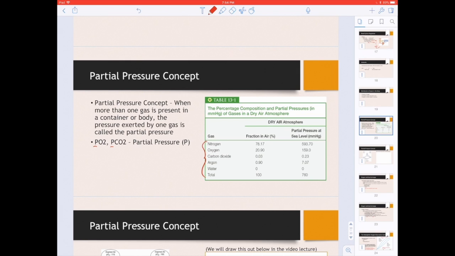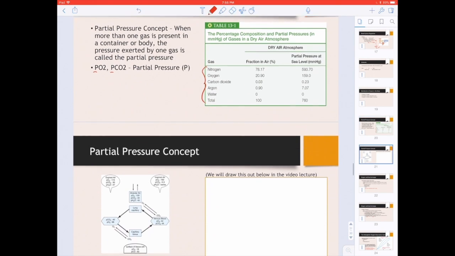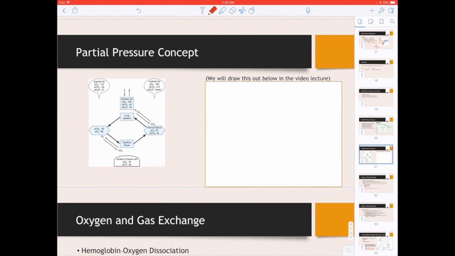Now that we know what the partial pressure concept is, that it's really just a way of expressing how much pressure a particular gas is exerting in a container or a body, we can start to apply that to how we transport CO2 and oxygen throughout the body, and how that transport depends on partial pressure. A lot of this relies on the fact that gases travel from high concentrations to low concentrations. Pretty basic concept, and you'll see how that applies here.